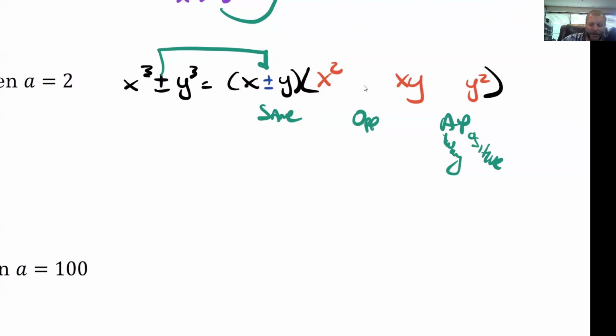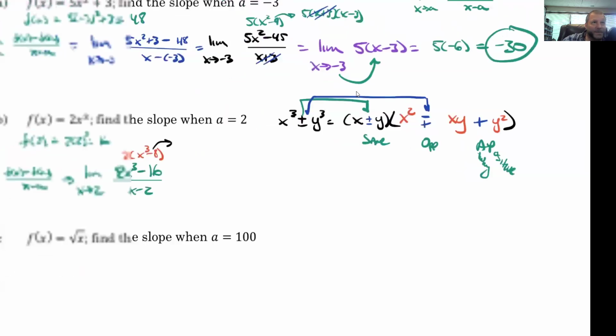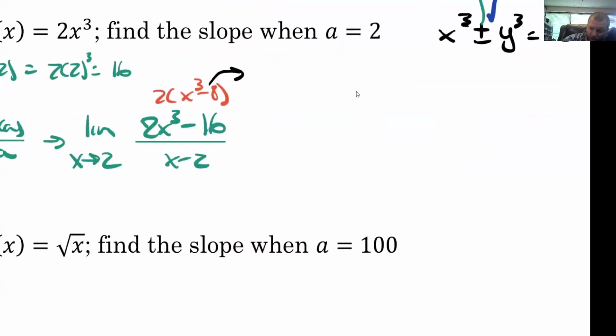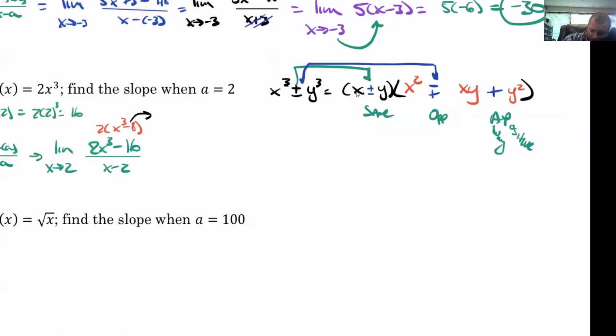This sign in between them is going to be the opposite of this sign here. So if it's positive, it would be negative. If it was negative, it'd be positive. And then that last sign is always positive. Long story short, when you factor x cubed minus 8, we're going to get the following.